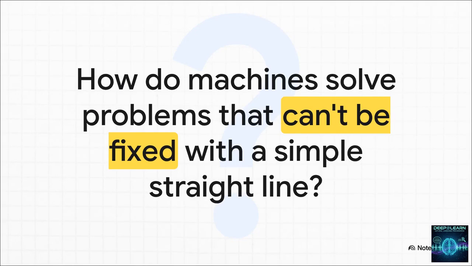So that brings us to the big question, right? What happens when your data isn't in two neat little clumps? What if it's all messy and scattered? How in the world does a machine learn to draw a complex, squiggly boundary to figure out what's what?